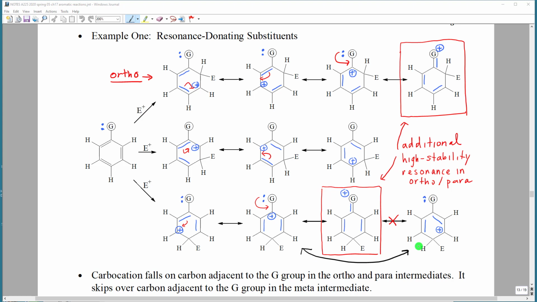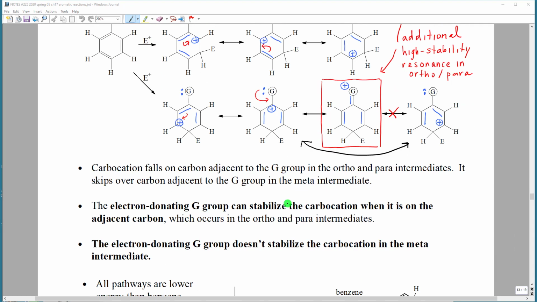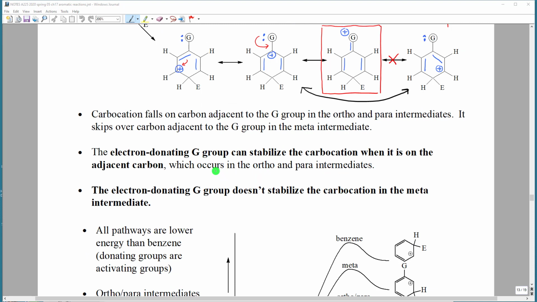So what's the conclusion here? Well, what we would conclude is that the ortho and the para constitutional isomers have an additional highly stable resonance structure, and the meta doesn't. So what that should do then is the ortho and the para transition states should be very stabilized, and the meta would not be as much stabilized.